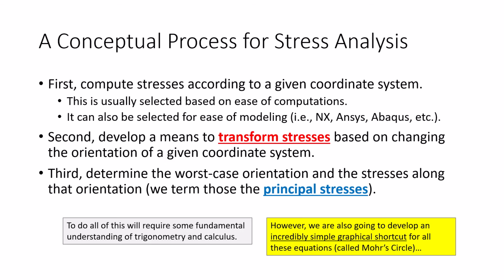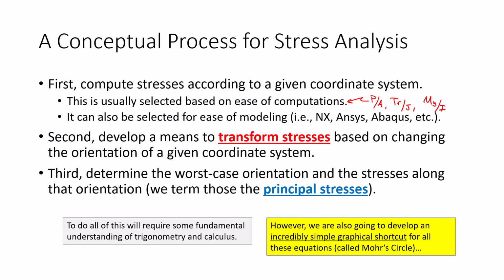So here's a conceptual procedure to just sort of frame the next few lectures. First, the idea is to compute the stresses according to a given coordinate system. That is something that we should be able to do right now using axial formulas, torsion. So when I say according to a given coordinate system, we're talking about P over A, TR over J, MY over I. You know, the stuff that we know how to do already. Okay? And so that might be one option.